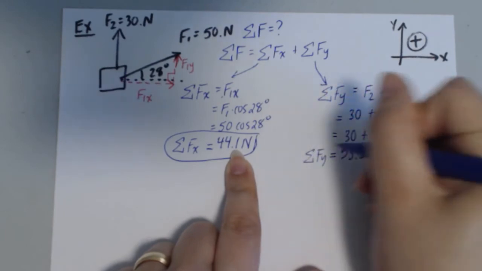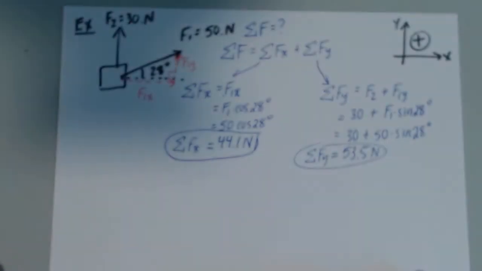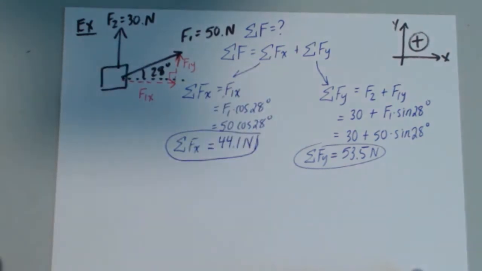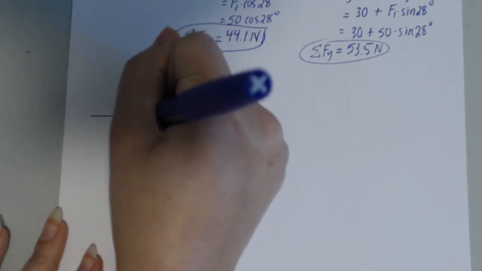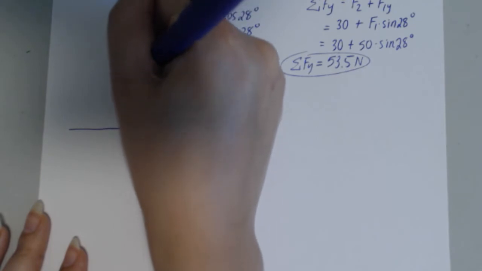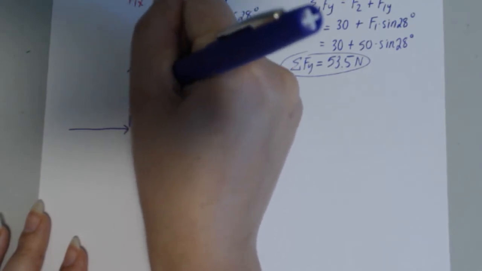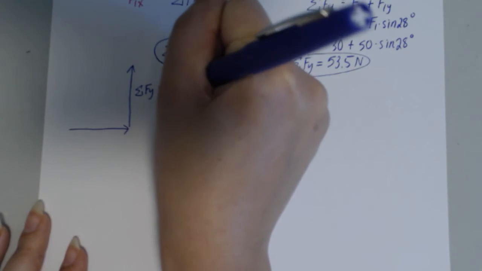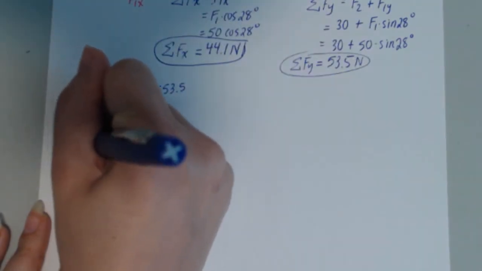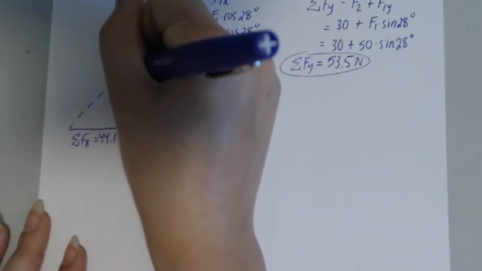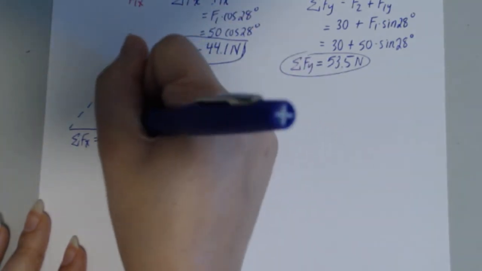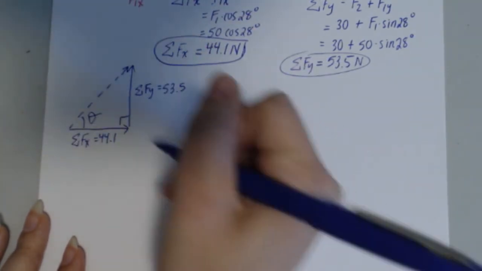So now we have sum of f of x, we have sum of f of y. Now we have to add f of x and f of y together, and we do that using our tip to tail method. Our x total force is going to the right, so that's 44.1. And our sum of the forces in the y is going up, that's 53.5. And I know that the resultant goes from the tail of the first vector to the tip of the final vector, like so. And these two meet at 90 degrees, and this is my angle.